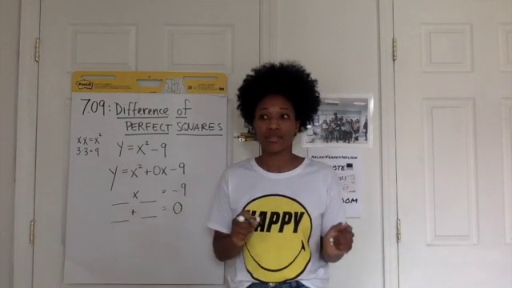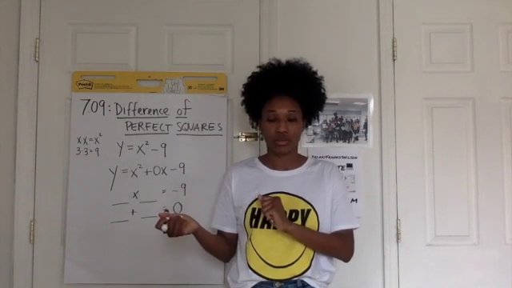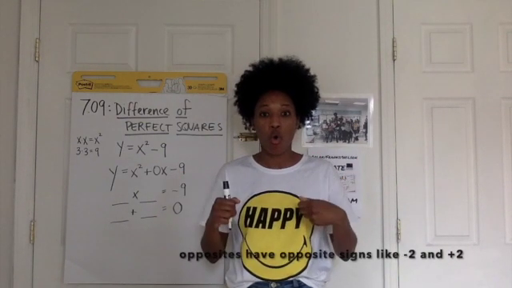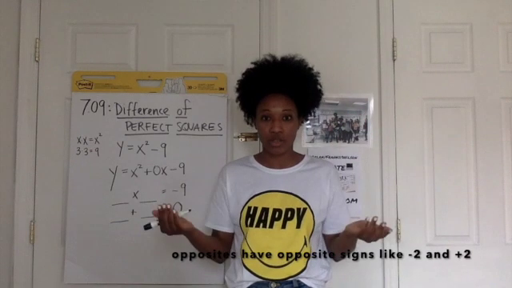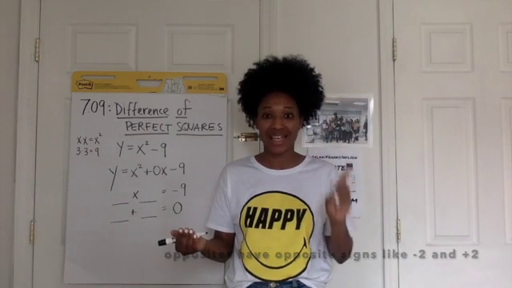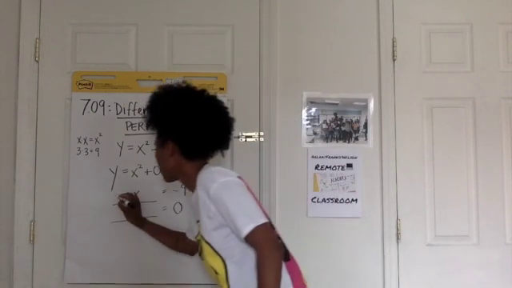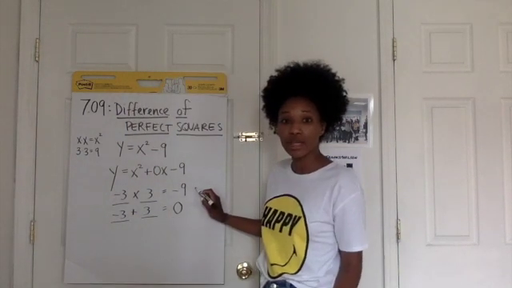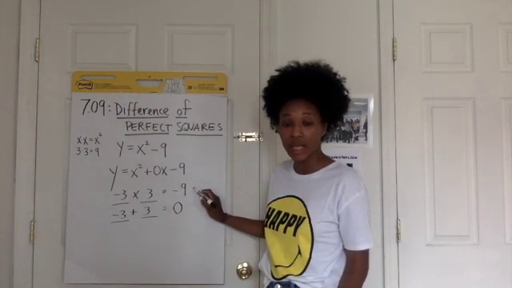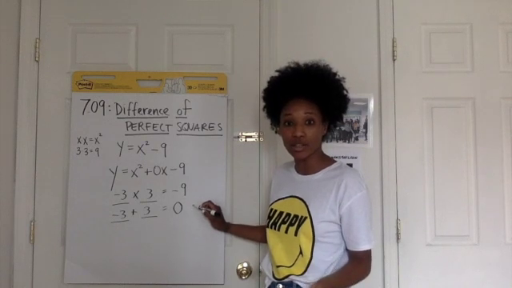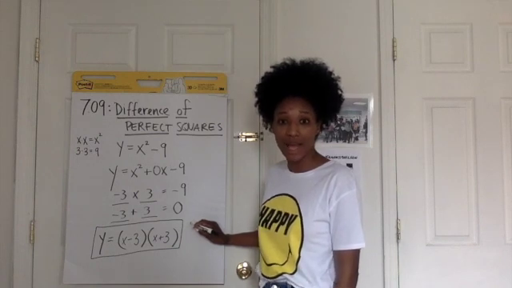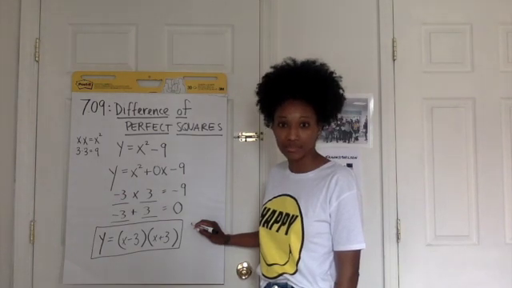Okay, what multiplies to negative 9 and adds up to 0? Well, I know that opposites, like negative 2 plus 2 or negative 5 plus 5 equals 0. So what if I use negative 3 and 3? Negative 3 times positive 3 is negative 9, and negative 3 plus positive 3 is 0. I got it. Now that I've filled in my blanks, I can write my factored form as y equals x minus 3 times x plus 3.